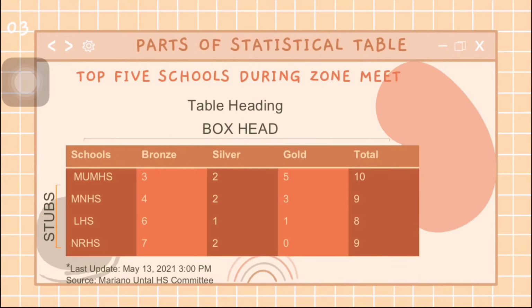So as you can see, this is the table heading, the top 5 schools during zone meet. It's a table heading. And the box head is this: the schools, bronze, silver, gold, and total. While the stubs are this, the school. And the body is this, the data. And the footnotes is here. Last update, May 13, 2021. Source, Mariano Untal High School Committee.